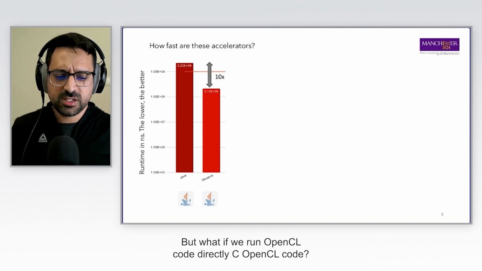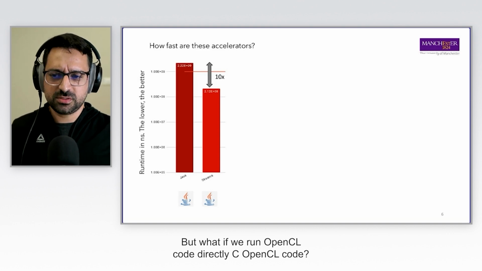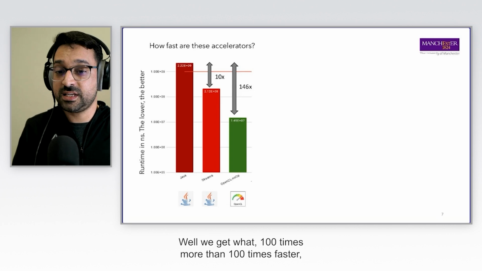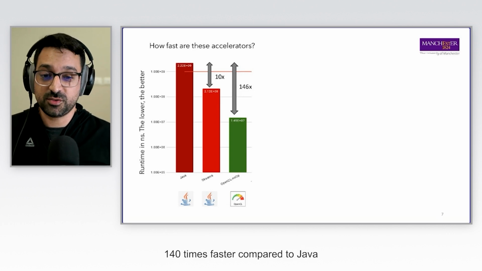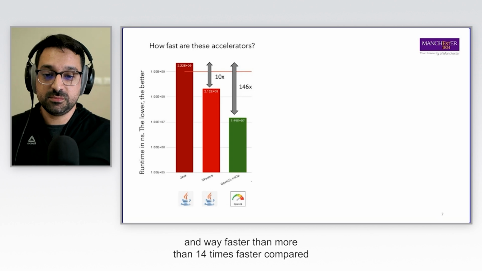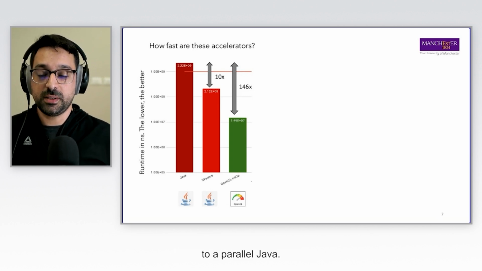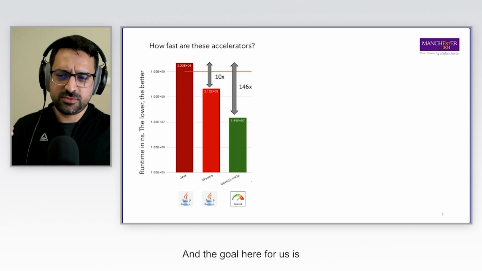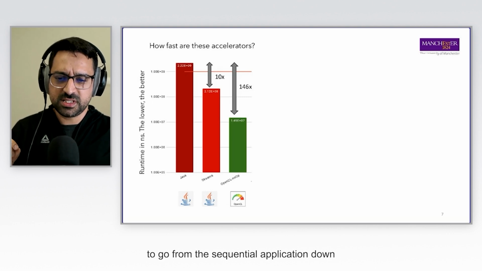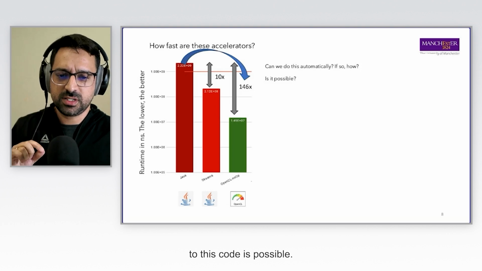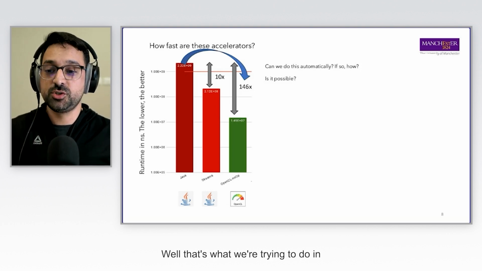That's good. But what if we run OpenCL code directly? Well, we get more than 100 times faster, 140 times faster compared to Java, and more than 14 times faster compared to parallel, multi-threaded Java. And the goal here for us is to go from the sequential application down to this code. Is it possible? Well, that's what we're trying to do in Tornado.